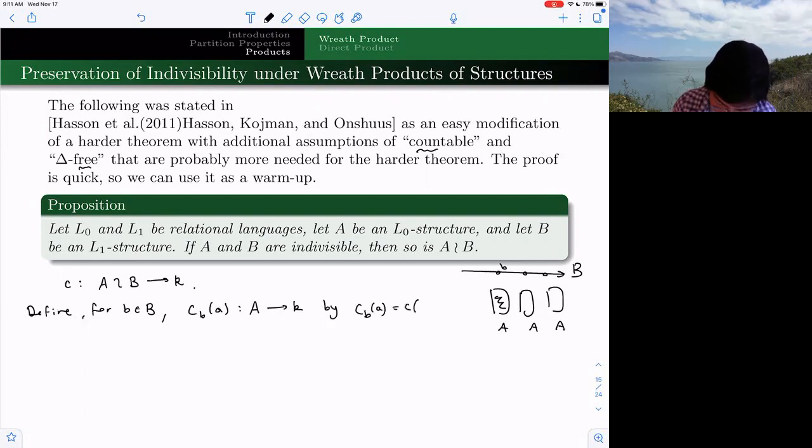So in the natural way, the way that this one is colored. So this specific thing is (a, b). So a from A, b from B. And we can think of what arises as a coloring of A.